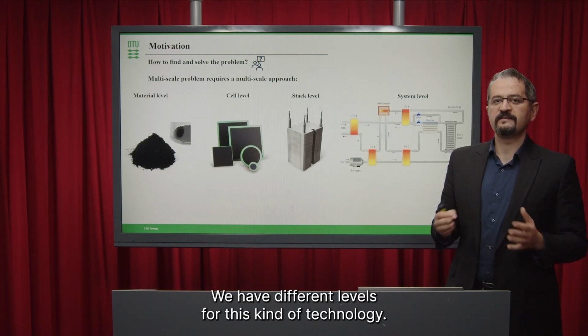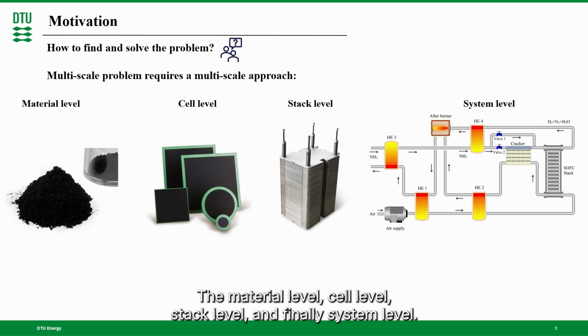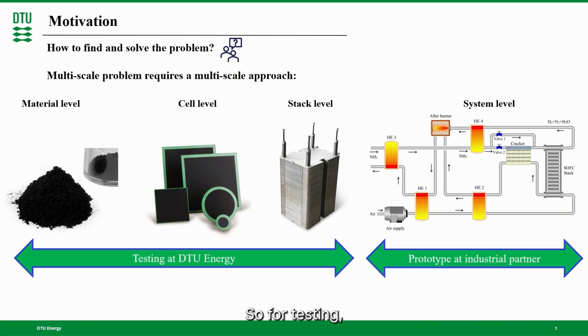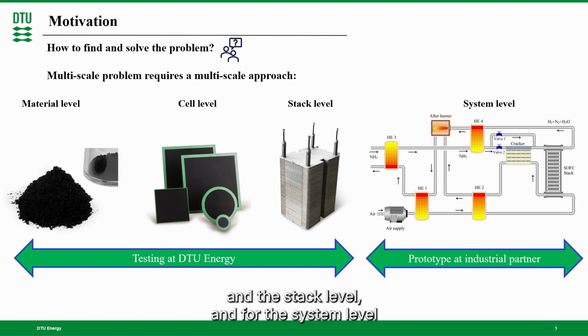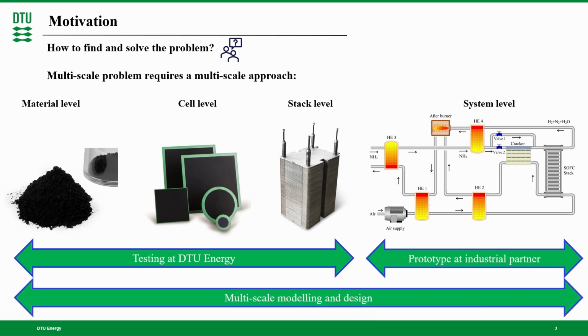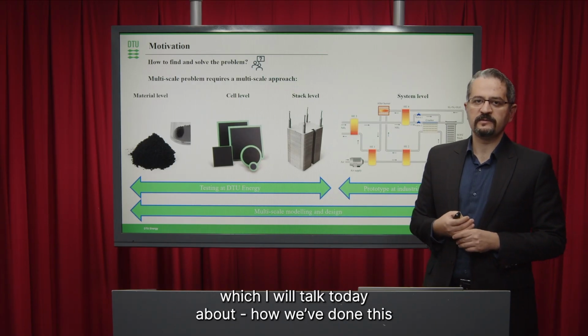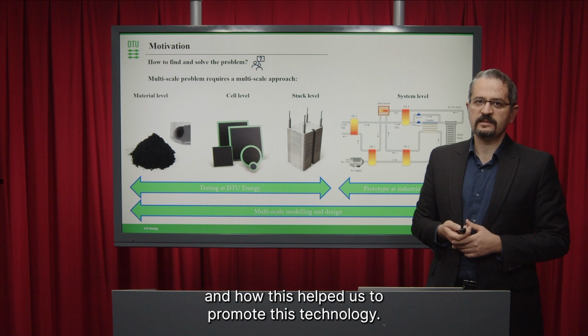We have different levels for this kind of technology: the material level, cell level, stack level, and finally system level. For testing, we have facilities in DTU Energy for the material, cell, and stack level. For the system level, we have a collaboration with an industrial partner. And for the modeling part, we can cover all of the scales in DTU Energy, which I will talk about today: how we did this, and how this helped us to promote this technology.